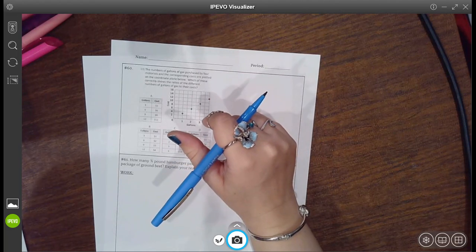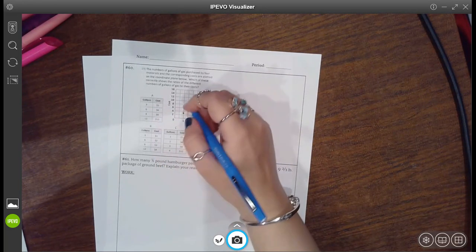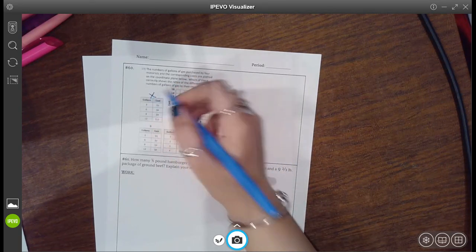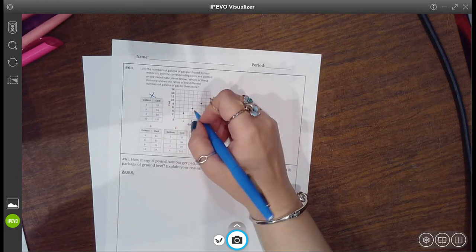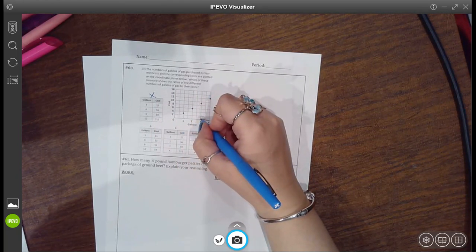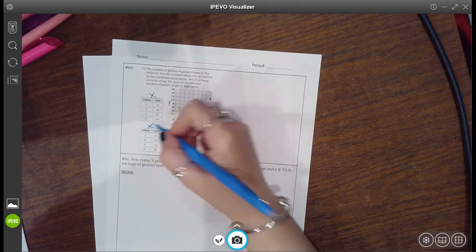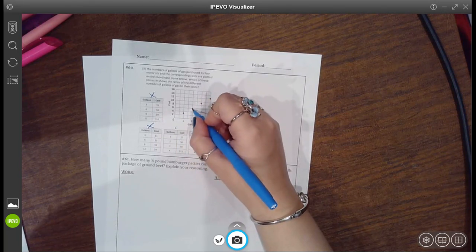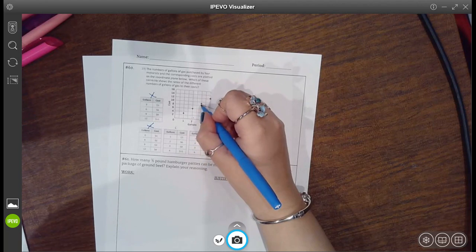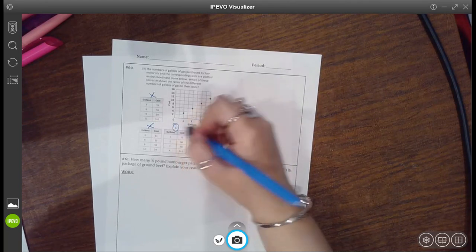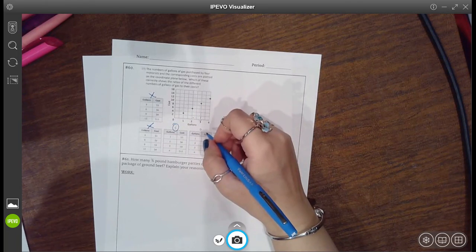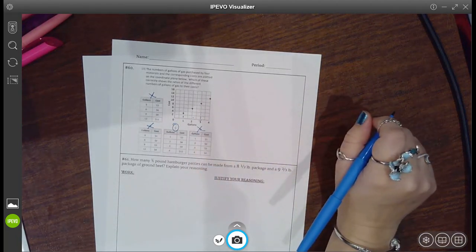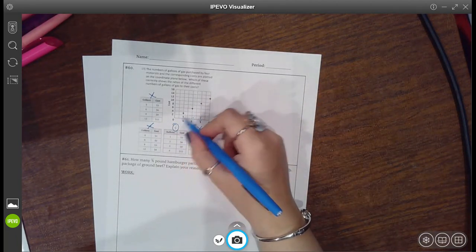So the first one says over 3, up 3. So over 3, up 3. Nope. Okay, over 3, up 1. Over 3, up 1 would be here. Nope. Okay, over 1, up 3. Yes. Over 2, up 6. Yes. Over 3, up 9. Yes. Over 4, up 12. Yes. And maybe it was a select all that apply. So let's double check. Over 1, up 1. Nope. Okay, there we go. So C is the only one that had these points on this line.